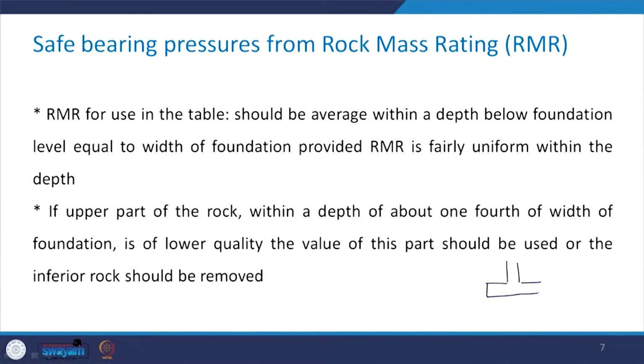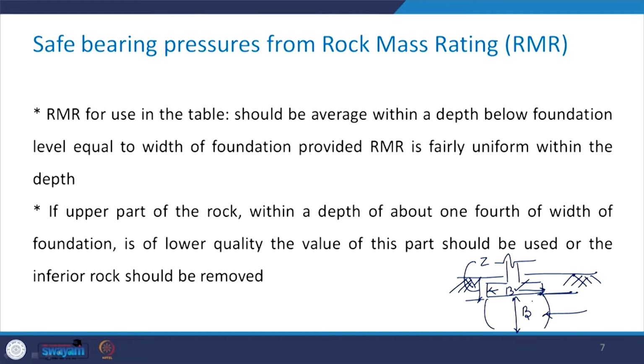Let us say that this is your footing and its width is say B. So, say it has been placed here. From this level we go down to a depth equal to the width of the footing, and then we get the value of average RMR in this zone, and use that value of RMR in the table to get these safe bearing pressures.